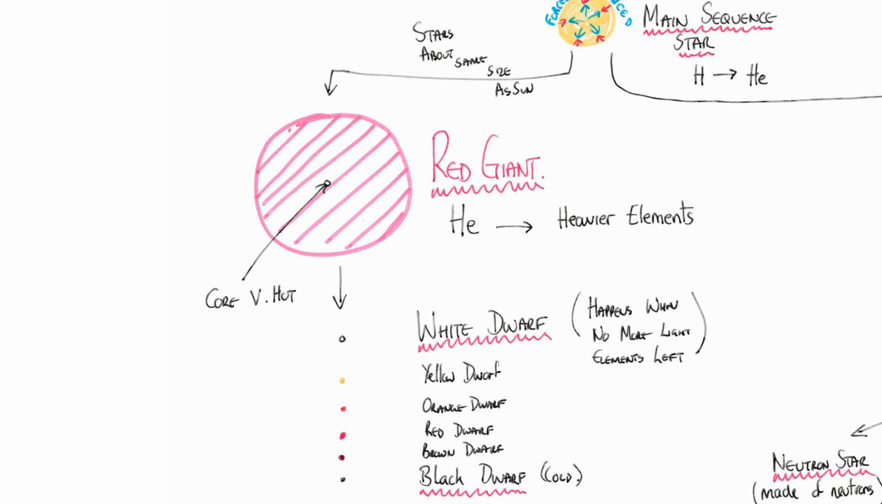And basically this happens when there's no more light elements left. The white dwarf is basically a very, very small star, but incredibly hot. And as it cools down, it goes from white dwarf, yellow dwarf, orange dwarf, red dwarf, brown dwarf, and eventually ends up as a black dwarf, which is obviously very, very cold.